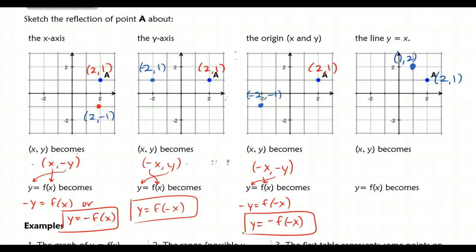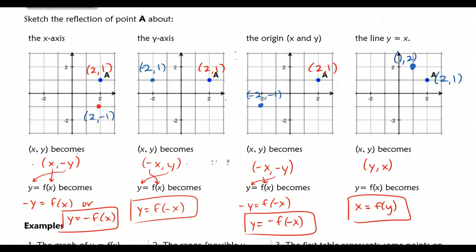Now in the last one, with respect to the line y equals x, the point 2, 1 now became 1, 2. In other words, x, y became y comma x. So by substitution here, x now equals f of y.